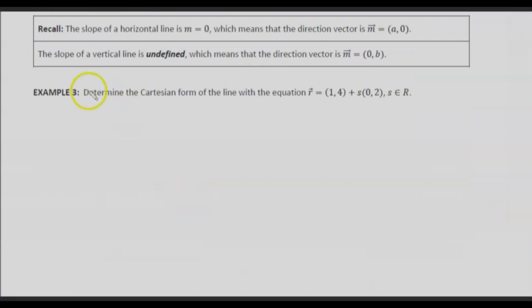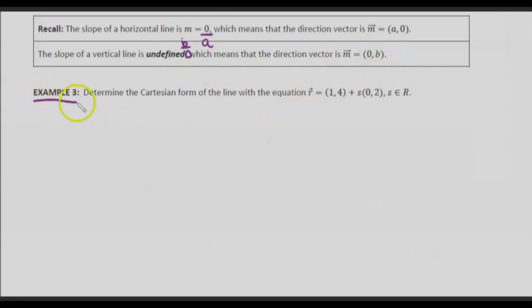Okay, now let's recall the slope of a horizontal line is m equals 0. What this means as a direction vector is, since this is 0 over some number, where it's b over a, it's going to be in the form a comma 0. And then the slope of a vertical line is undefined. That means it was like some b value over 0. So in other words, it's going to be 0 comma b for the direction vector.